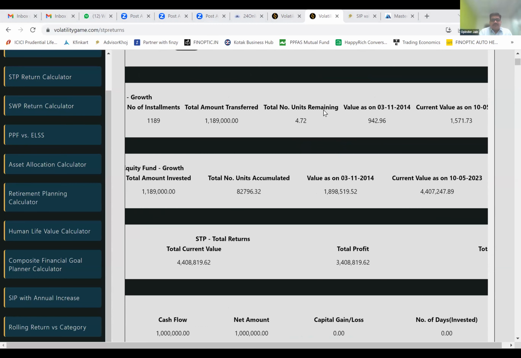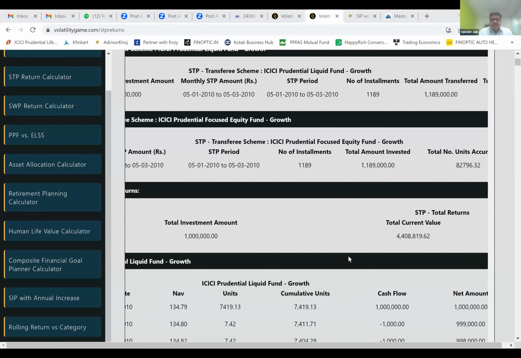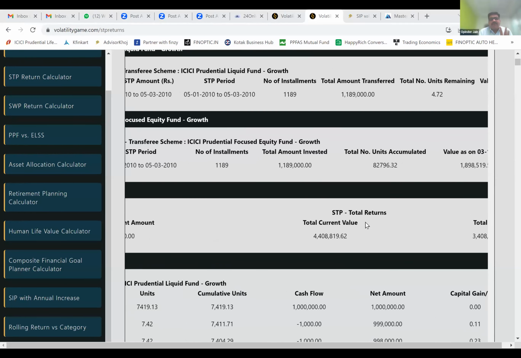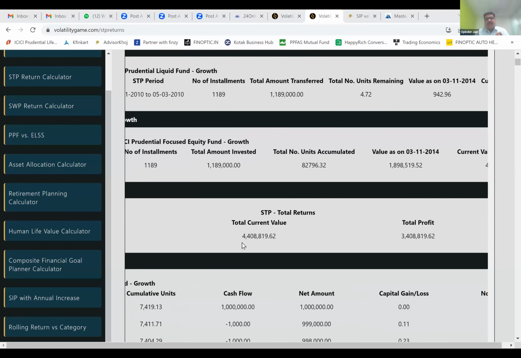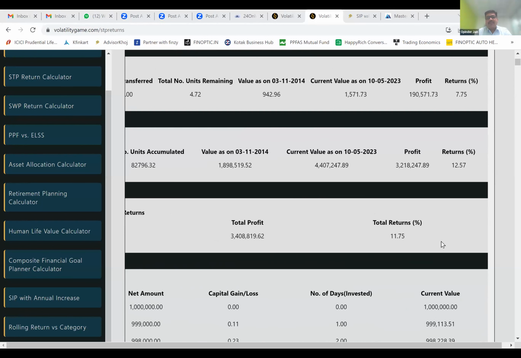So if you see here, this is all about an investment of 10 lakh rupees and the total STP over a period of time, and after that the money is still growing. If you see till date, in about 13 years, the money has grown to 44 lakhs, a profit of 34 lakhs with a return of almost 11.75%. In the time which we have chosen, the returns from liquid funds are around 7.75%, and the returns from the equity fund where we have transferred is around 12.57%.